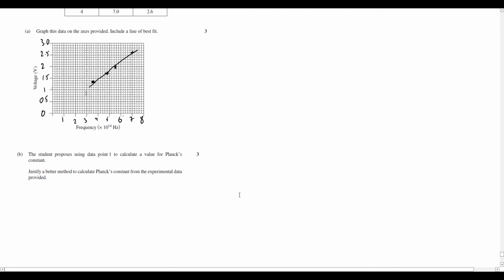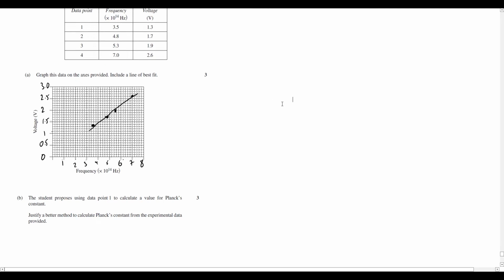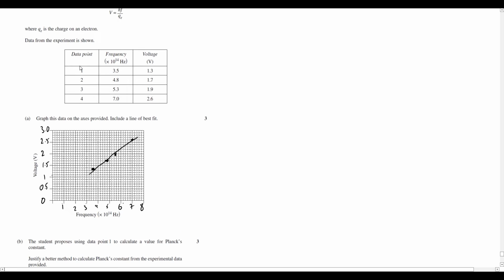Now part B. It says the student proposes using data point 1 to calculate a value for Planck's constant. Can we justify a better method to calculate Planck's constant from the experimental data provided? The first thing I would consider is why have we done an entire experiment and collected 4 different data points if the person is only going to use one data point? Right off the bat, we should see that as something a bit weird and perhaps unnecessary if that was their plan.